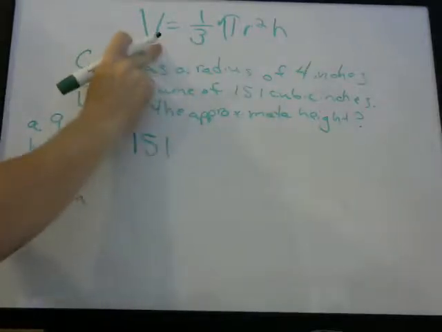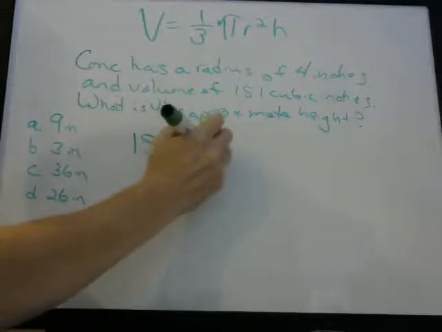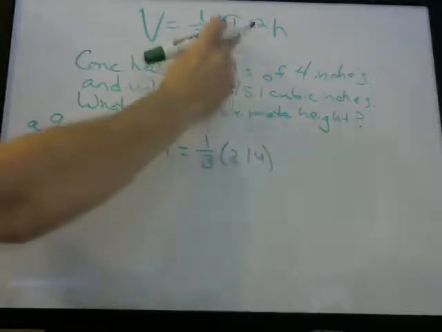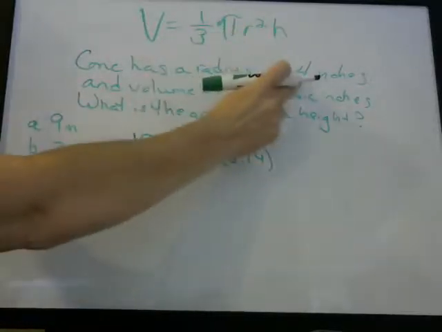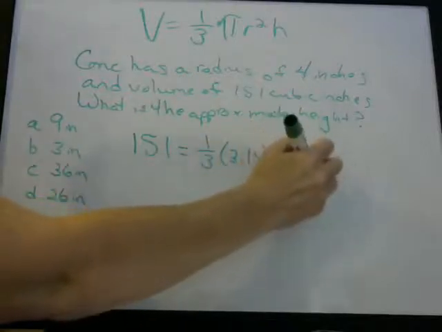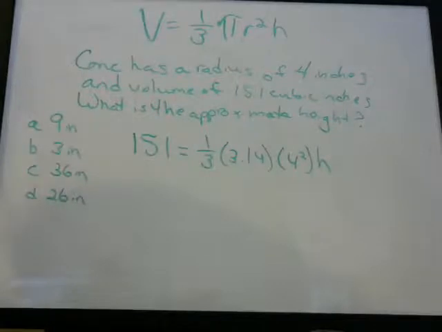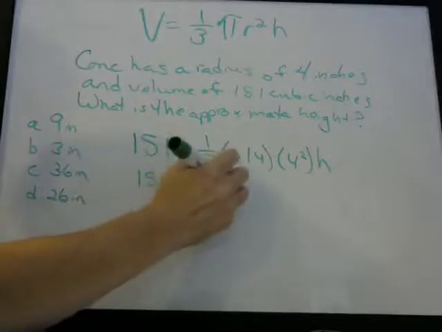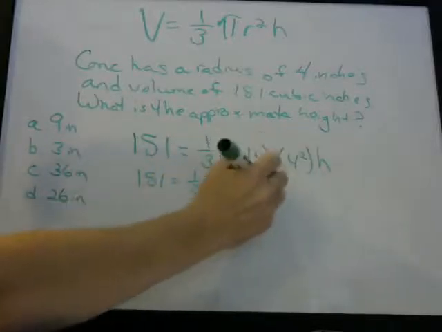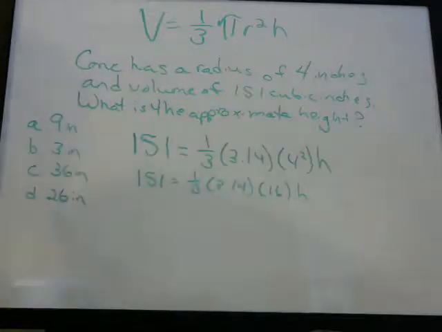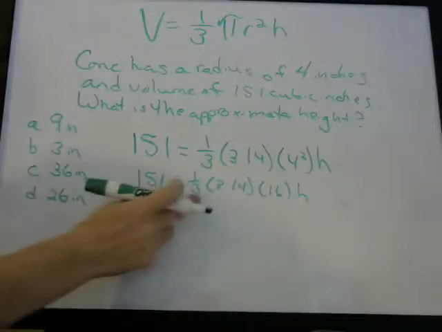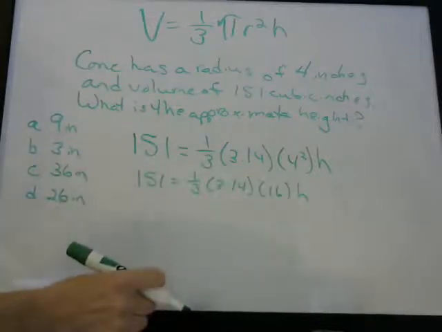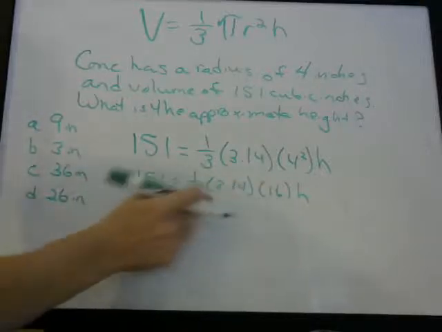So we just plug that in for V. 151 equals 1/3 times pi. So we're just writing the formula down again. Times radius squared. So radius, they said, is 4. So 4 squared times the height. That's what we're trying to figure out. So 151 equals 1/3 times 3.14. 4 squared is 16 times height. So now there's multiple ways that you can figure out this algebra problem, so whatever makes most sense to you. But one thing we can do is just do this multiplication first.